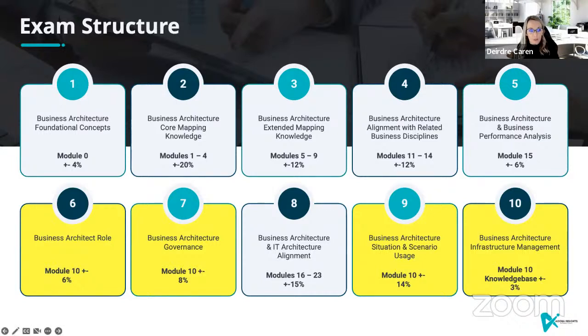Let me just add a person. So you've got the business architecture role. So this is around 6%, knowing what the role is. And this will be around specifically what the B-Arc will be doing in those particular scenarios. So this one is tied in with this one, which is why they're related.